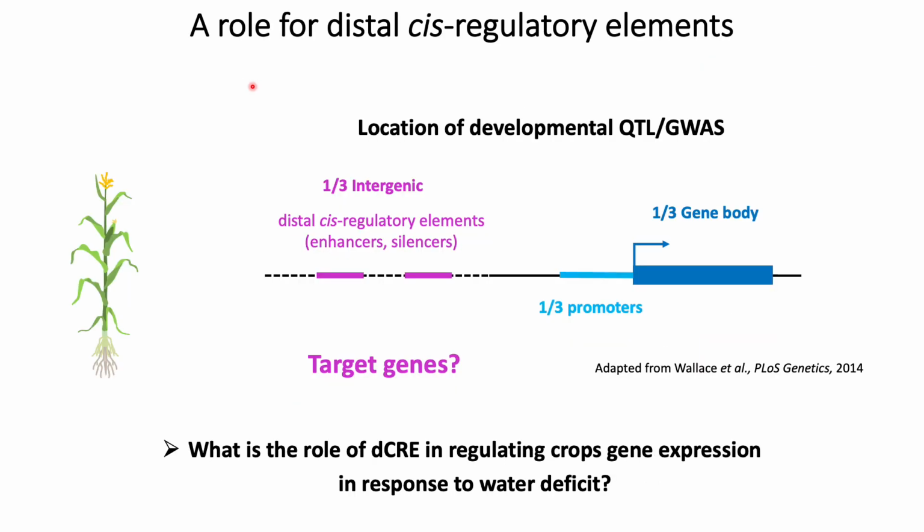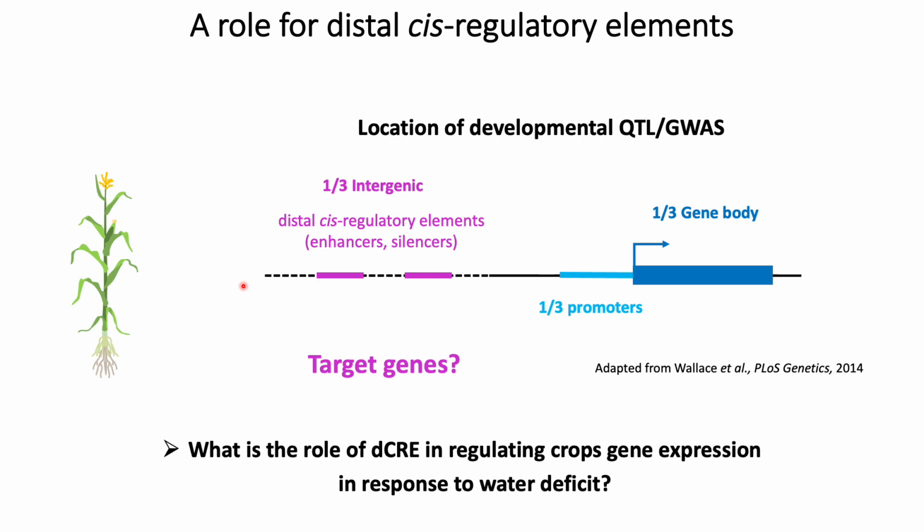In this very broad question, I'm interested in focusing on the role of distal cis-regulatory elements. Why those elements? Well, if you look at a study from Wallace and colleagues on the QTL associated to 100 different developmental traits, they found that about 2/3 of them were located outside of the gene's body and potentially regulating mutation. What's very interesting is that for about half of those regulatory mutations, they were located outside of promoters in intergenic regions where the most likely functional elements are distal cis-regulatory elements such as enhancers and silencers.